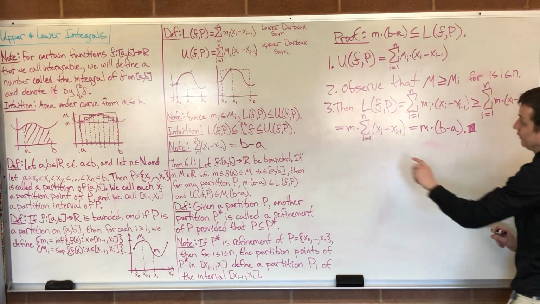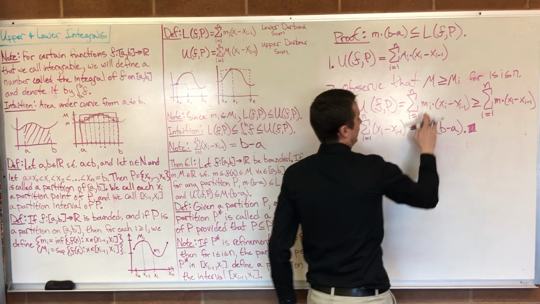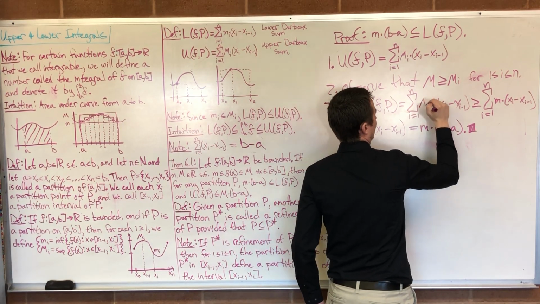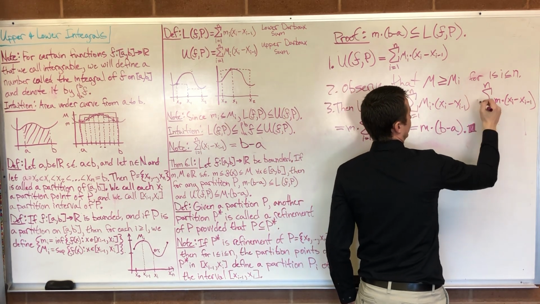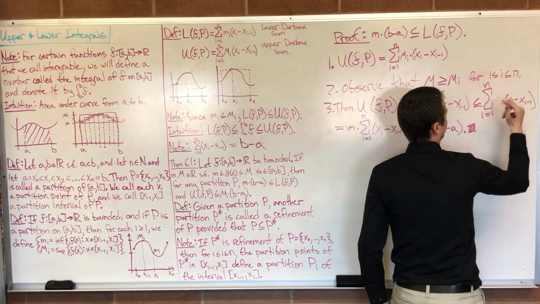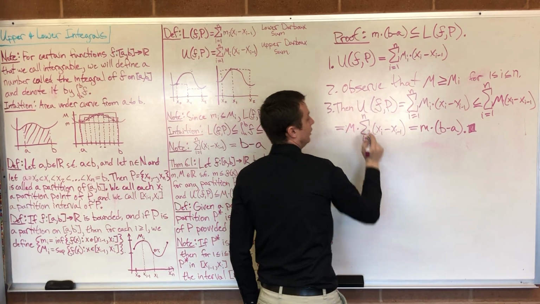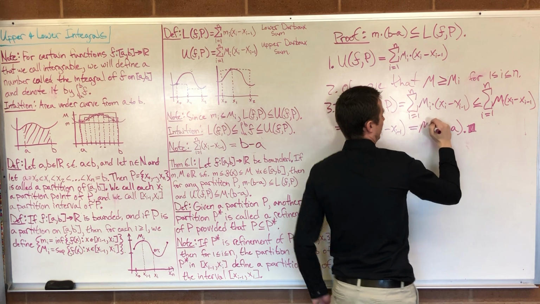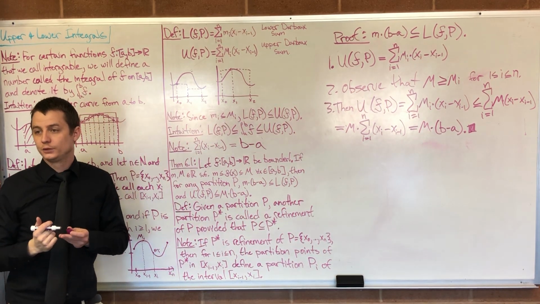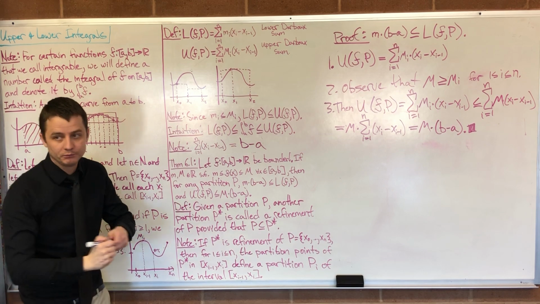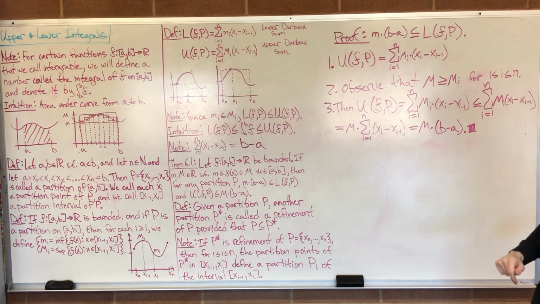So if that is the case, then our upper sum is equal to, replace this with big M sub i, which is less than or equal to, replace this with big M, which is equal to big M times (b minus a). Okay. There we prove both cases. Pretty straightforward. Nice simple algebra. Okay.